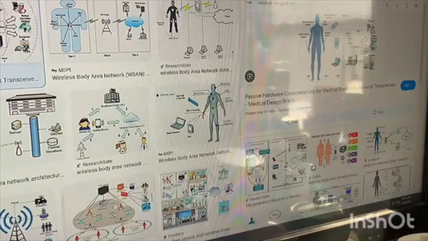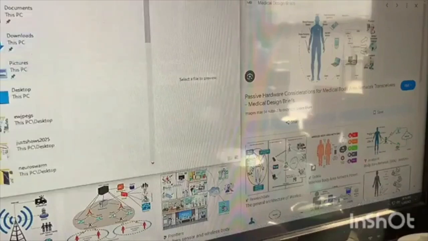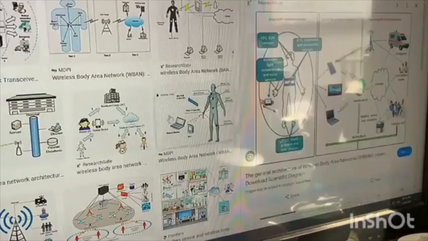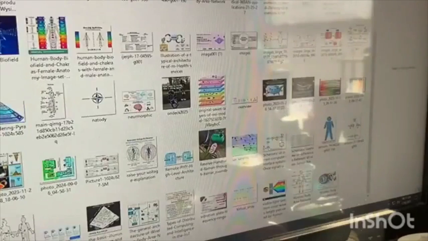So I'm going to show you a picture from my desktop. It is the same picture from here on ResearchGate. And understanding this tiered access is important.